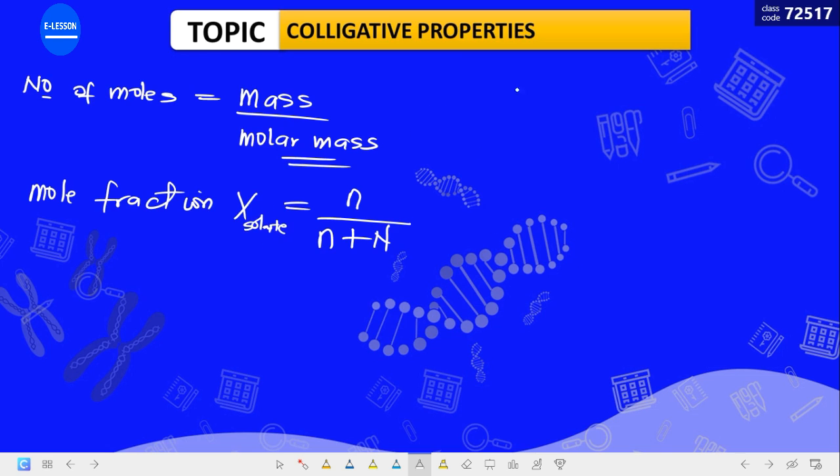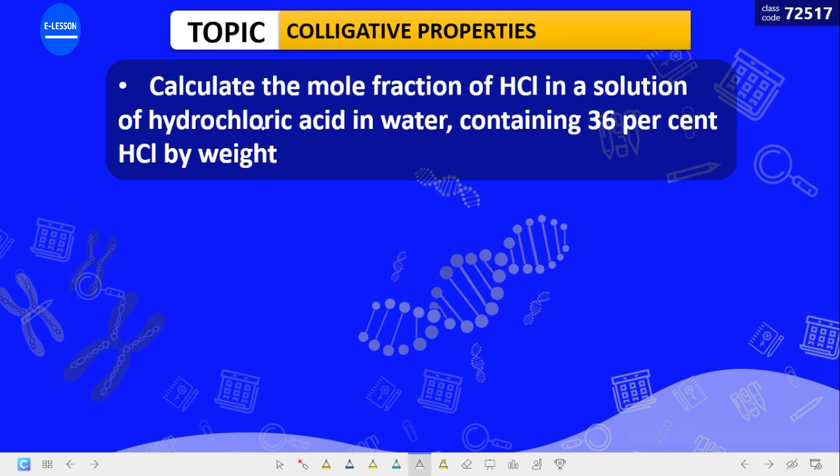Now, let us explain this in detail. We said that a solution comprises a solute plus a solvent. If you want to look for the fraction of the solute present, all you need to do is calculate the number of moles of the solute, then divide it by the number of moles of the solute plus that of the solvent. Maybe when we take an example, you will understand what I'm talking about in detail. Now let us take this example.